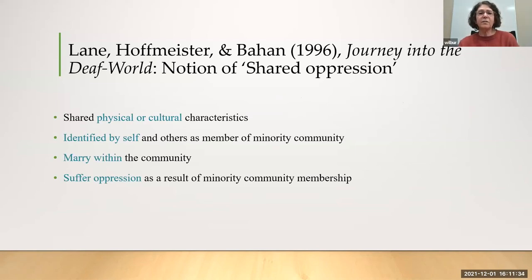Lane, Hoffmeister and Bahan, 1996, in their book, The Journey into the Deaf World, talked about the notion of shared oppression, that the deaf community or any community has shared physical or cultural characteristics. Furthermore, that individuals are identified by themselves and others as members of a minority community, that they marry within the community, and that they suffer oppression as a result of minority community membership.